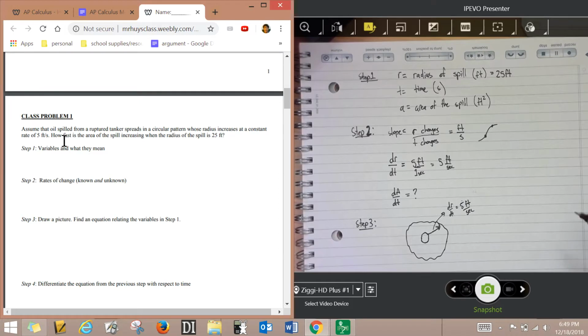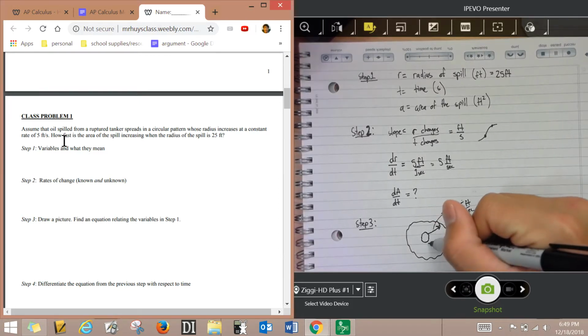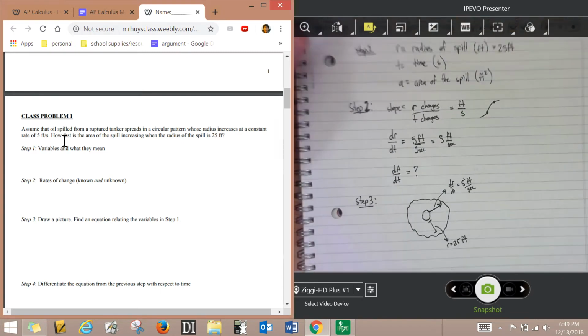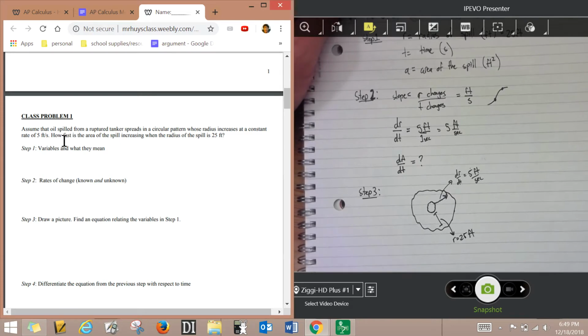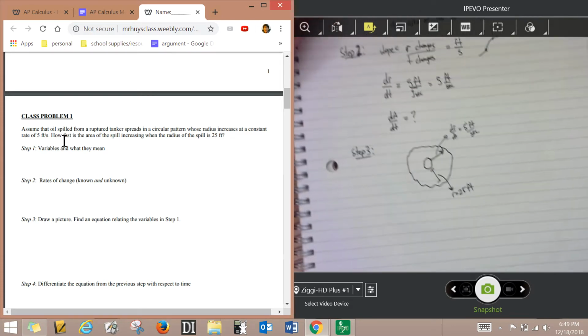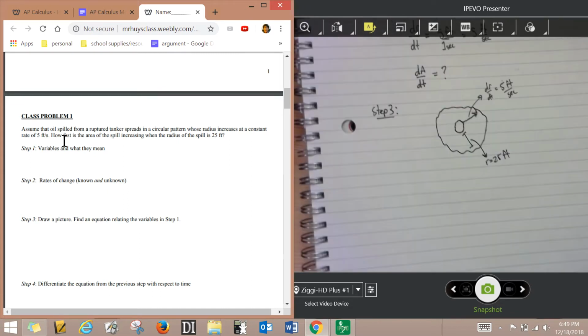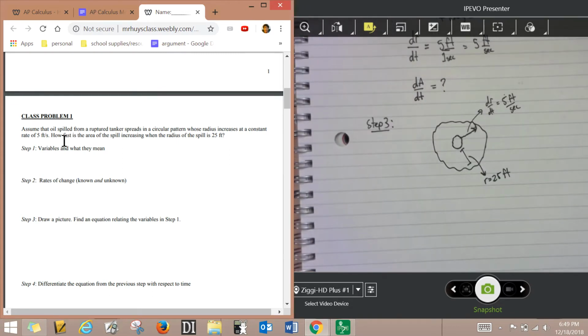And let's say that at this radius right here, this is a radius of 25 feet. You don't have to draw this. I just think it's really handy to draw this. Let's see if I can. Oh no, that zooms in. Okay, that's about 25 feet.